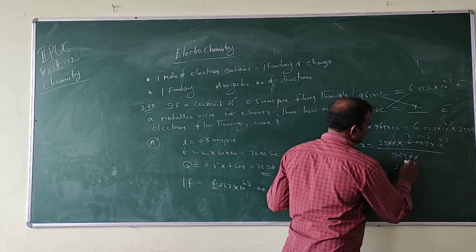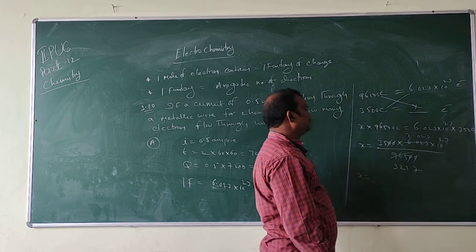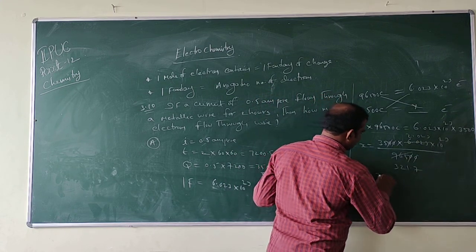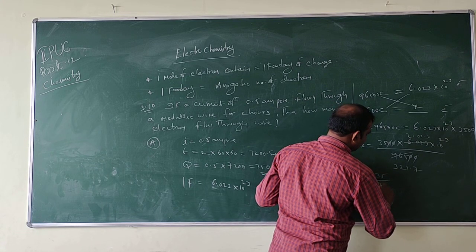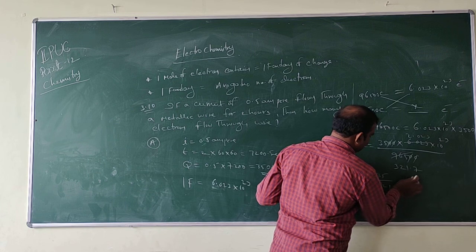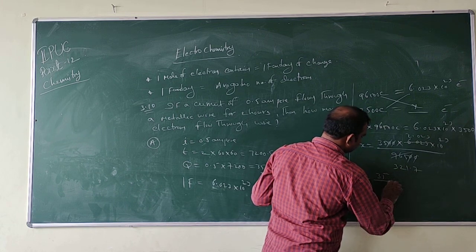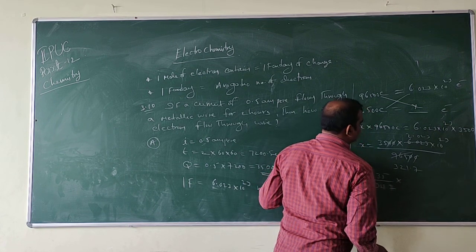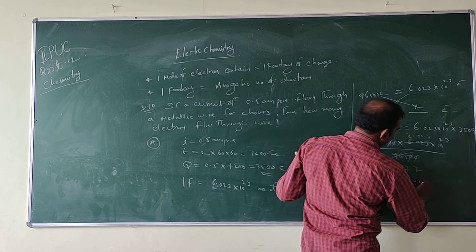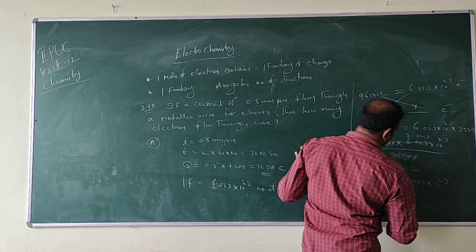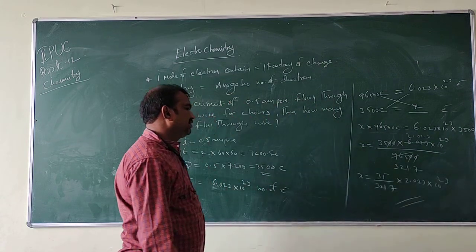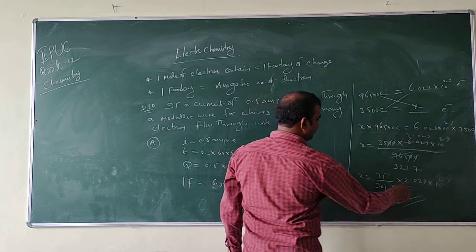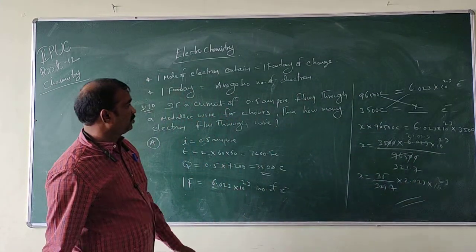The ones point, this one's point. So 35 divided by 321.7 into 2.023 into 10 power. So if we simplify this, we will get the answer. If you simplify that, we get the answer. So first, we have to do that.